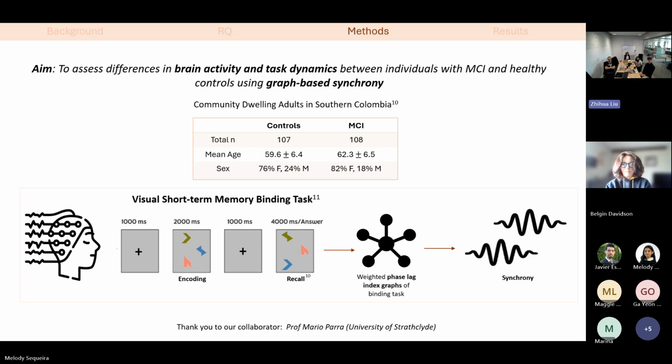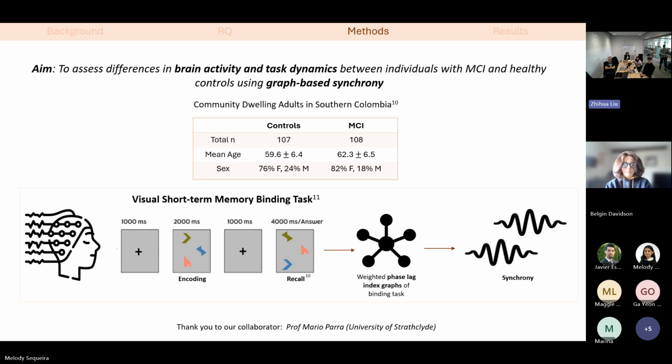This is the phase that we call encoding, where they are looking at the objects and trying to understand what they are seeing. After a time delay, they are shown 3 shapes with colors again, and are asked if this was the same as the one they previously saw or different. And that is what we call the recall stage.